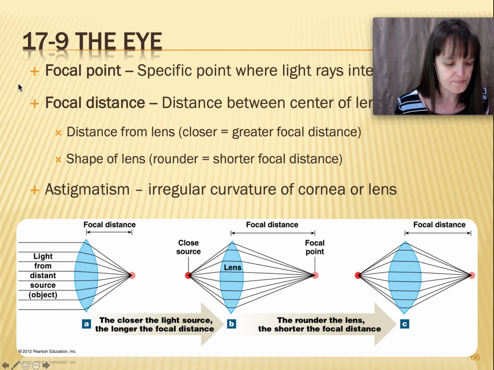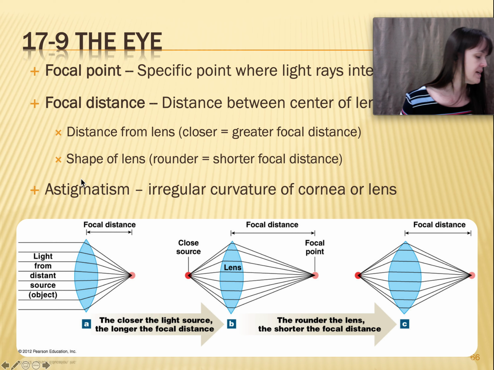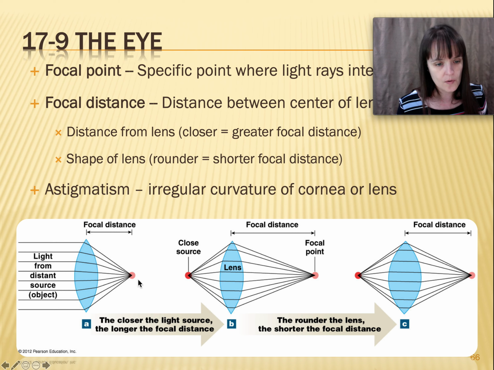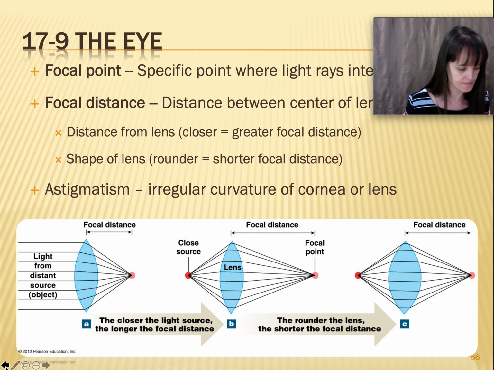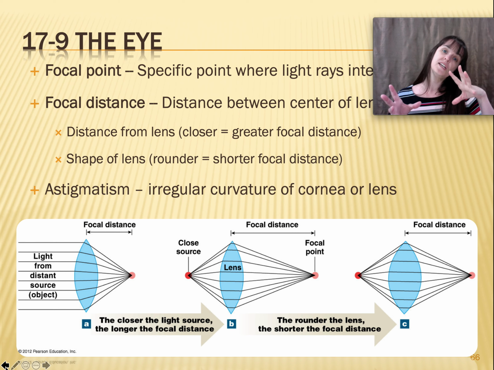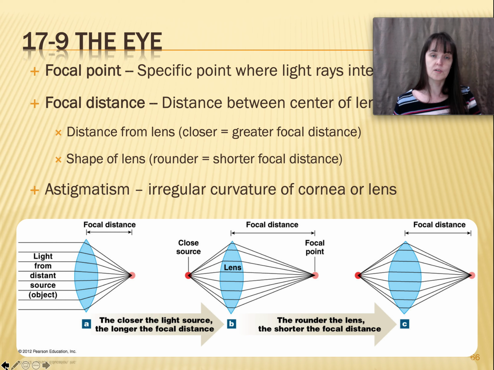Let's do page 16. Okay, so focus or in focus is when the focal point is on your retina, when you can see it and it is not blurry. And then accommodation is changing the shape of the lens to allow you to see either close up or far away.